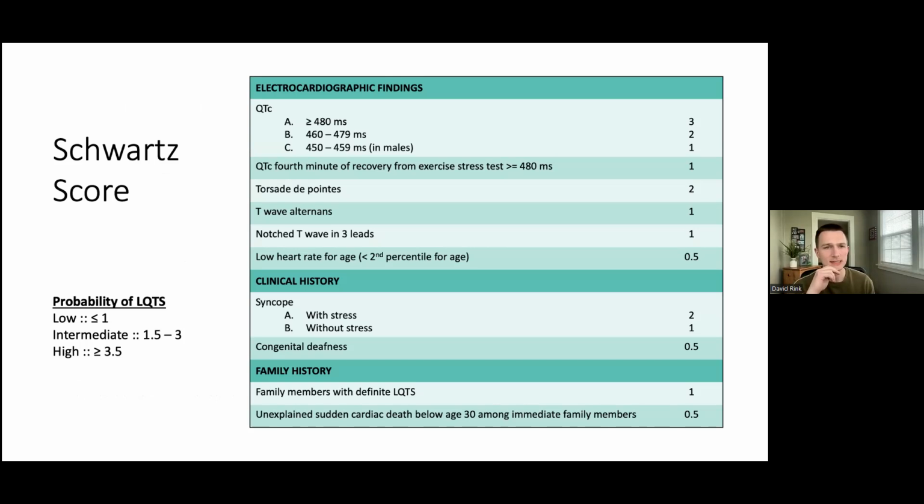But as you can see, this incorporates the electrocardiographic findings, the clinical history that we've already talked about, and then any family history to determine their risk of potentially having an underlying congenital long QT syndrome.